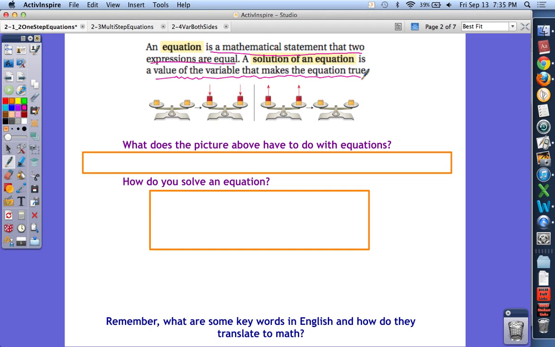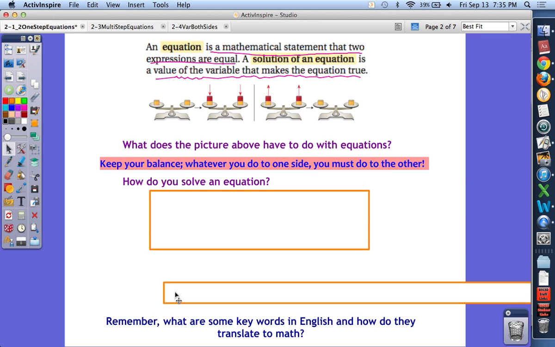What does the picture above have to do with equations? Hopefully you're telling me something like keep your balance, or whatever you do to one side you must do to the other, because if you notice these are scales, and when I add blocks, red blocks on the left, I also add them on the right, or if I take them off, I do that on both sides. So always keep your balance in equations, okay?